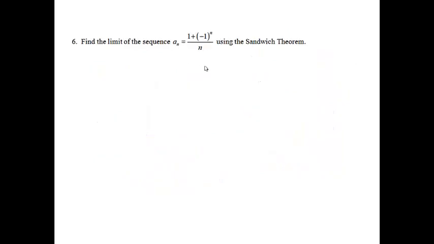All right, number 6. Find the limit of the sequence using the sandwich theorem, right? When we're using the sandwich theorem, we want to find the smallest that the numerator will be, and the largest. So I know that negative 1 to the n is going to toggle back and forth between negative 1 and 1. So it's never going to be smaller than negative 1, and it's never going to be larger than 1.